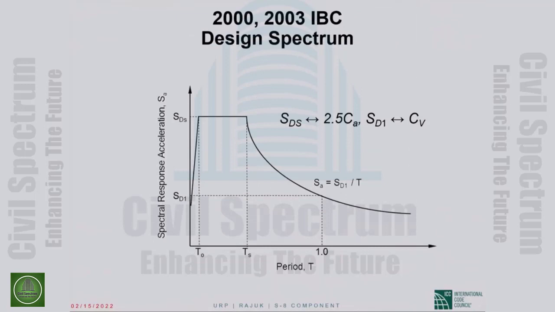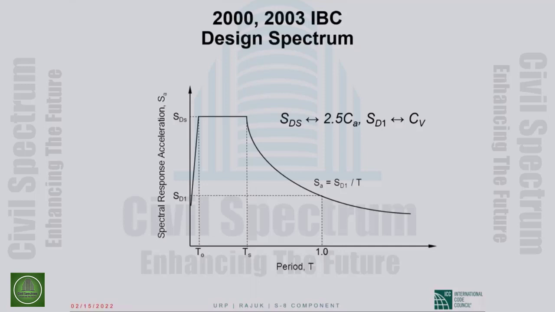97 NERP provisions abandoned that. In 97 NERP and in 2000 and 2003 IBC, and in all IBC editions since, the basis of seismic design was changed from ensuring life safety in the 500-year return period earthquake to preventing collapse in the so-called maximum considered earthquake.